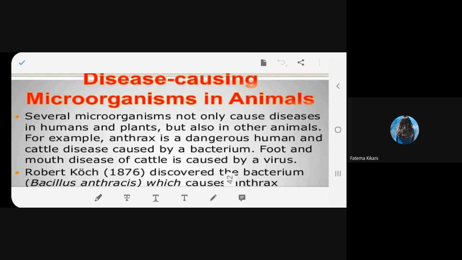Okay. So we have lots of microorganisms. They do cause disease in humans and plants. But yes, we can get disease in animals as well. The first example that we are going to work on is anthrax. It's a very dangerous disease for humans and cattle, which is caused by a bacterium. There is another disease known as foot and mouth disease of cattle that you observe in cattle, which is again caused by a virus.